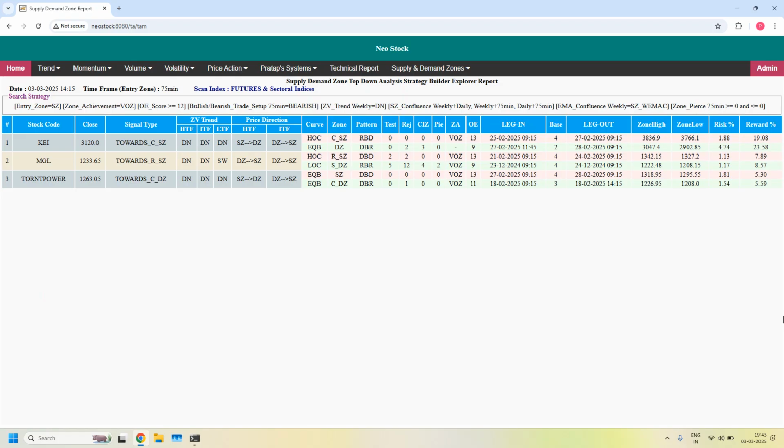So that is the reason why, see, this stock has already tested 2 times. Okay, so this is about the bearish trade setup for weekly income trade.